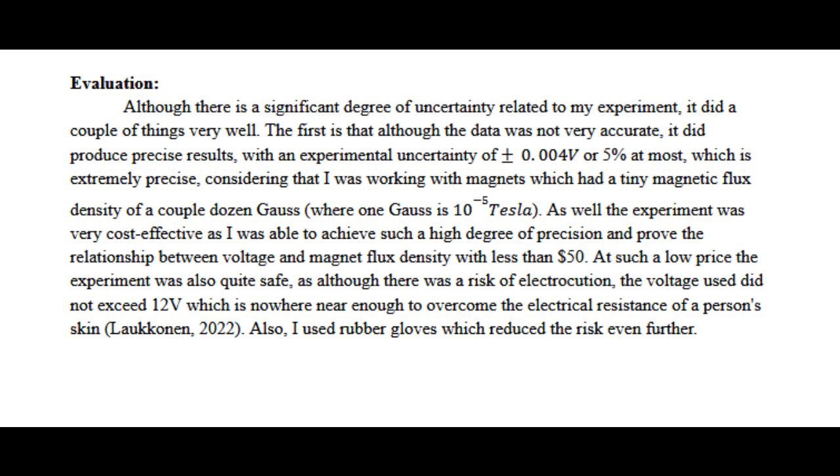For example, despite the fact that this IA did not produce accurate results, the student still talked about how the experiment was very precise, since the uncertainty was only 5%, which was very good since the materials used in the experiment cost less than $50, which is very cheap considering that professional Gauss meters cost hundreds of dollars. The student also talked about how safe the experiment was and how many precautions were taken to ensure the safety of the lab, which is a huge benefit.